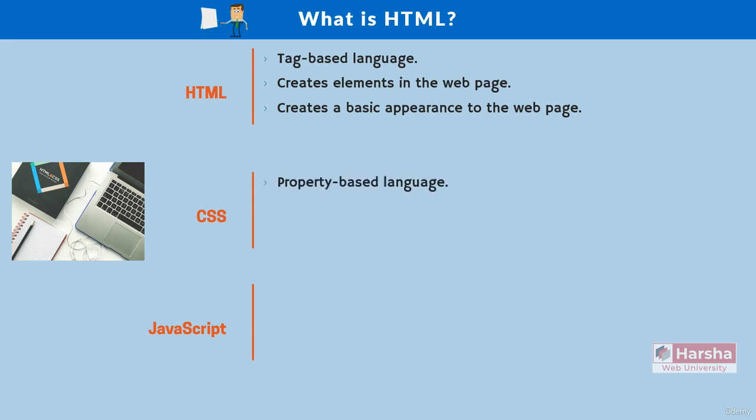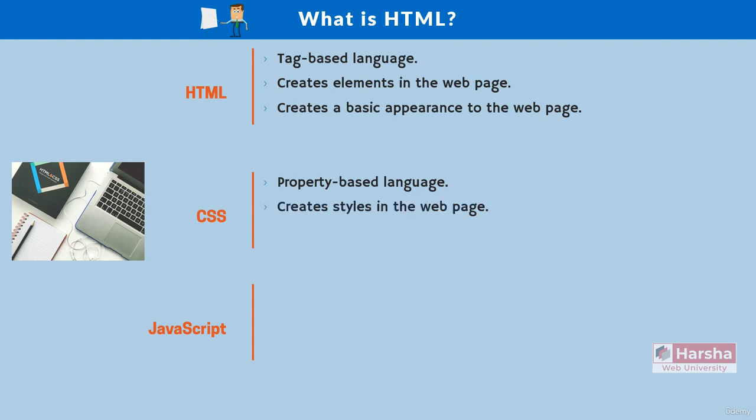CSS stands for Cascading Style Sheets. It is a property-based language. That means all the styles will be applied based on the properties such as font family, font size, background color, opacity, padding, margin, etc. Every property contains a value. For example, color equal to green. In this case, color is a property, green is a value.